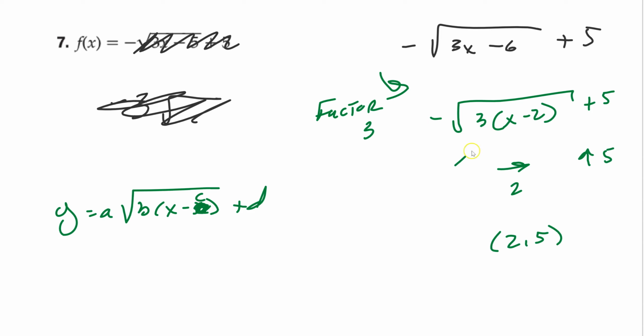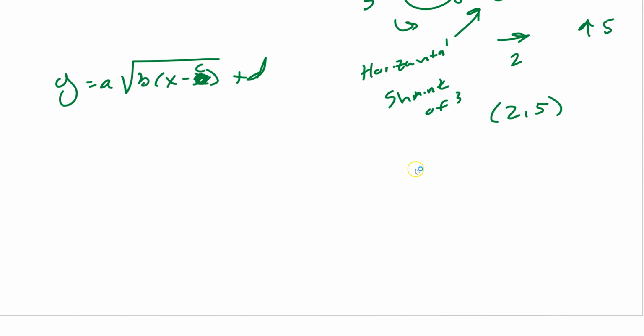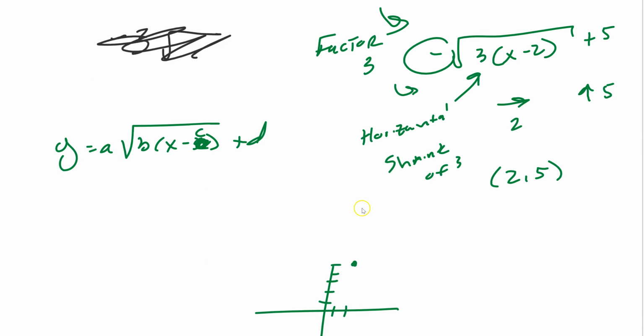Now what 3 does, remember what that does? It's a horizontal shrink. And it's the opposite, so not stretch, it's a shrink. So horizontal shrink of 3. And don't forget there's a negative on the outside, so it opens down. So if I was going to graph this, start at 2, 5. It's opening down because it's a negative on the outside, and it's a horizontal shrink of 3. So we're going to shrink it horizontally, so it'll be a little bit wider, kind of like that.